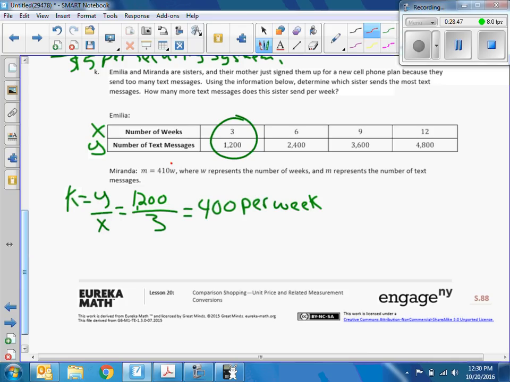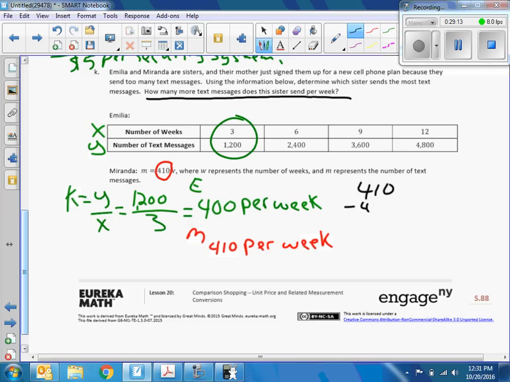Miranda, oh, I love the equations because guess what? My answer is staring me right in the face. All right, so this is Amelia. And Miranda is 410 per week. All right, now go back and read the question. How many more text messages does a sister send per week? 410 minus 400 is 10 texts per week.